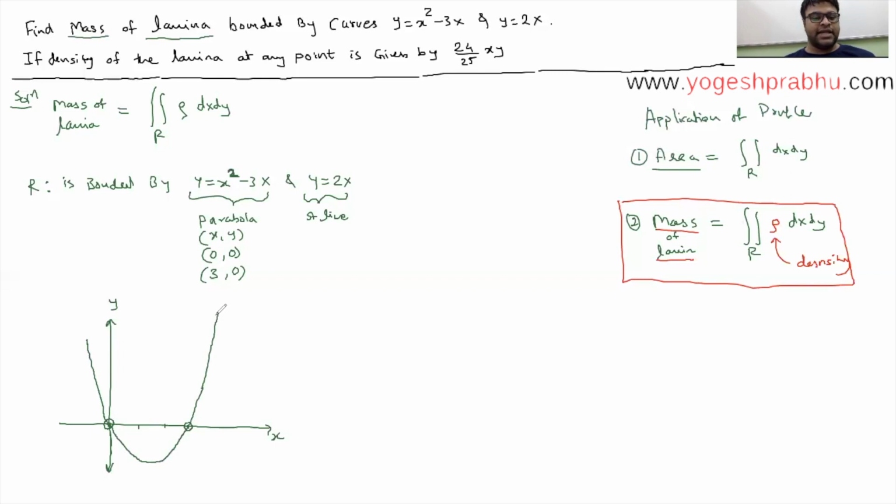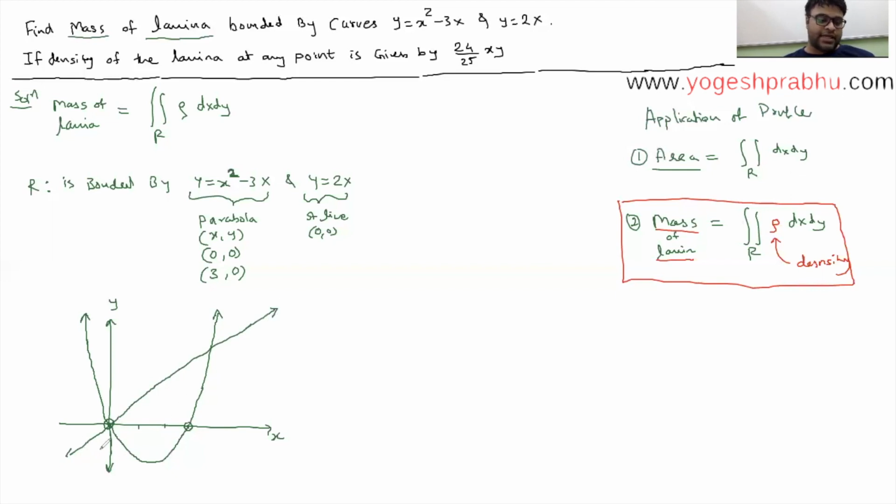As soon as we decide the shape of the parabola, drawing the line is going to be very easy. It's a straight line passing through the origin. If x is 0, y is 0. This line has slope 2. So let me draw a nice diagram for this one. So the line is like this.